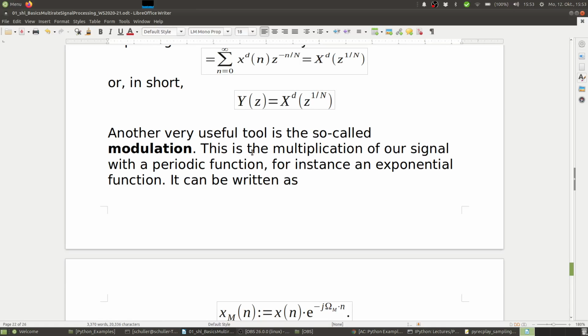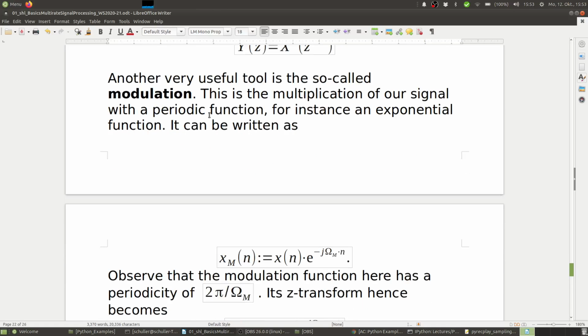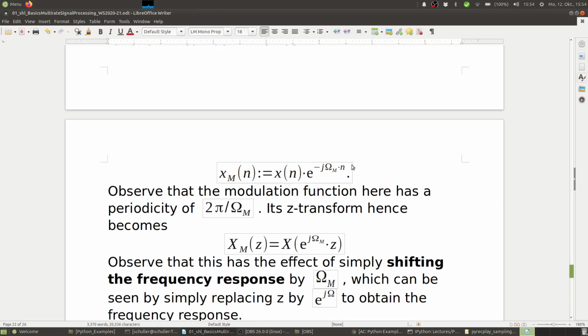Yeah, another very useful tool is the so-called modulation. This is the multiplication of our signal with a periodic function, for instance an exponential function, and it can be written as this expression. So here you have your samples and you multiply each sample with this periodic exponential function.